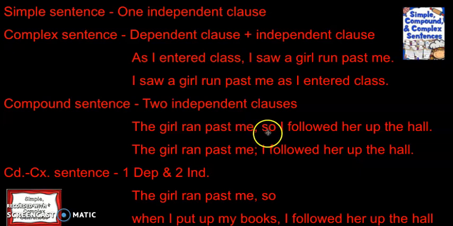Most people probably put a comma and a FANBOYS conjunction to connect independent clauses, and that's a compound sentence. There is such a thing as a compound-complex sentence, where you have one dependent clause and two independent clauses. For example, the girl ran past me, so when I put up my books, I followed her up the hall. The girl ran past me is an independent clause. When I put up my books is a dependent clause, and I followed her up the hall is another independent clause. You can only have two independent clauses at the most.